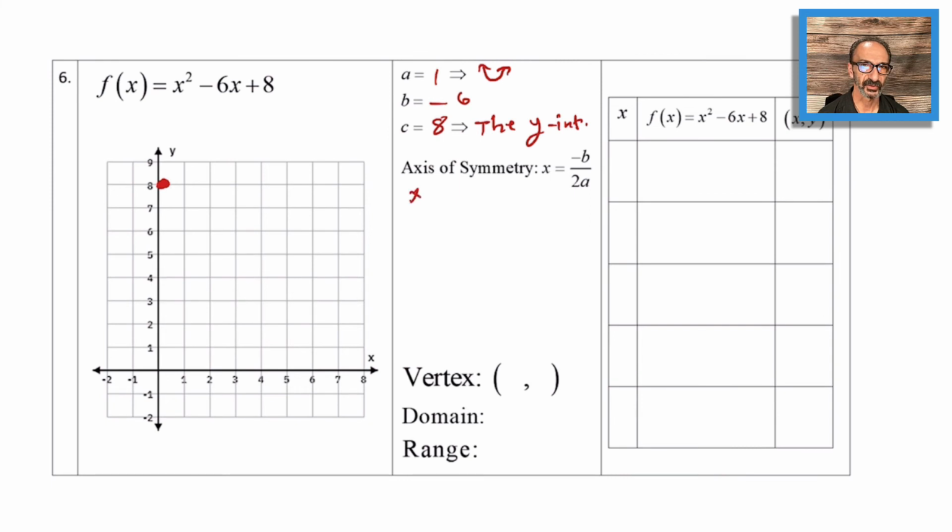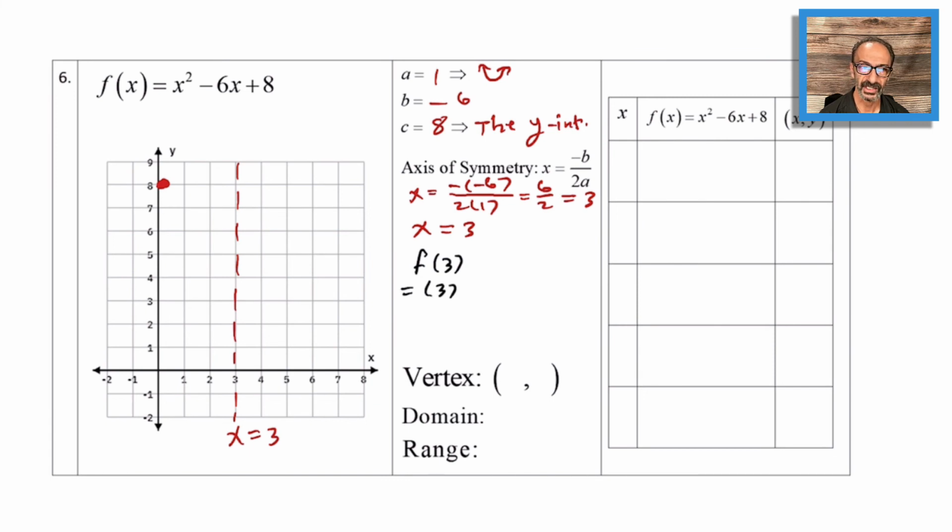Let's find the axis of symmetry. X equals minus B, but B is -6, over twice A, so 2 times 1. That's a +6 over 2, which is 3. So we have the axis of symmetry at x equals 3. That's my axis of symmetry. So I'm going to have a graph to the right and a graph to the left. That's going to open up, similar on right and left, and it's going to go through the y-axis at 8.